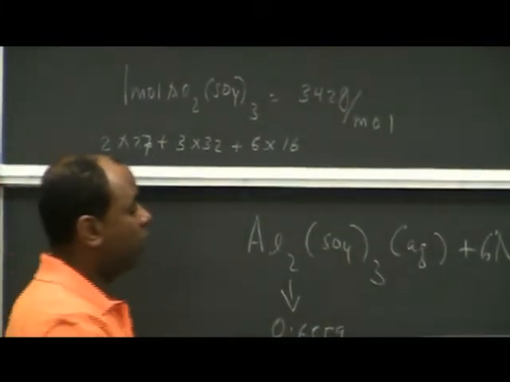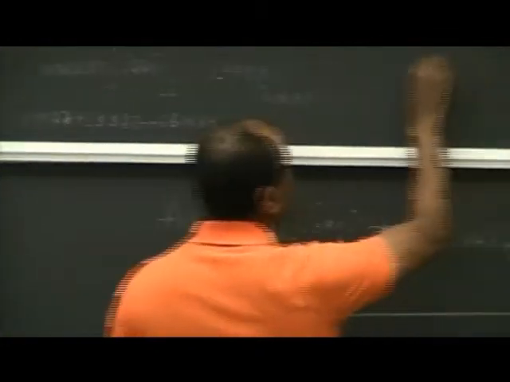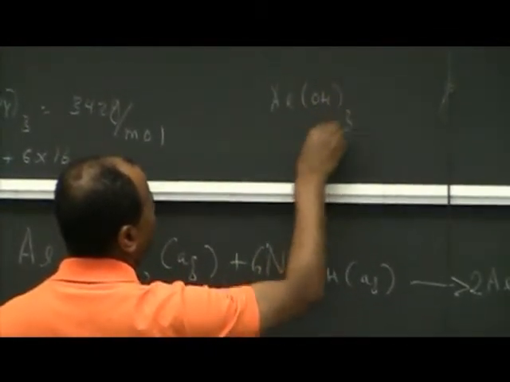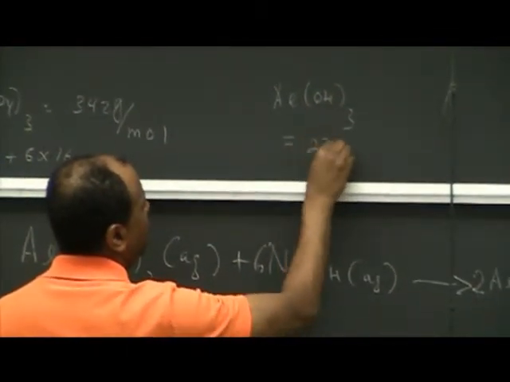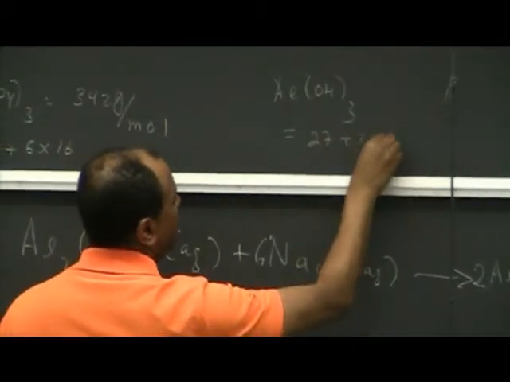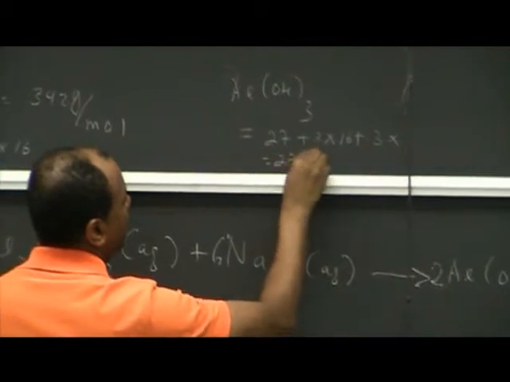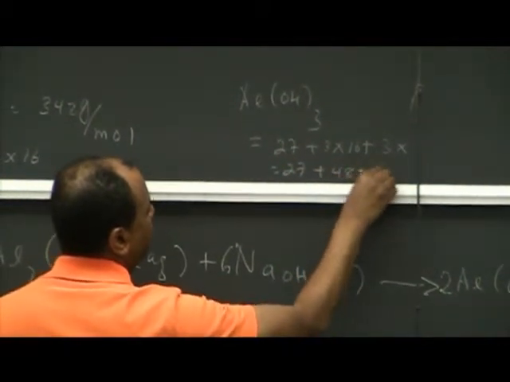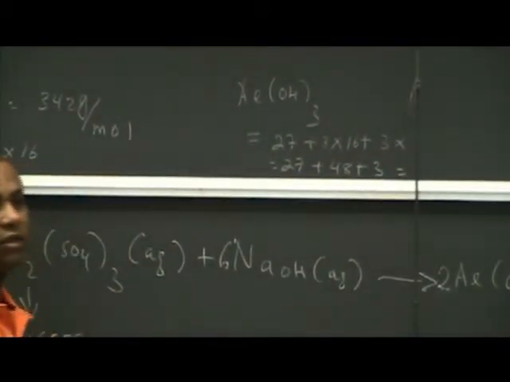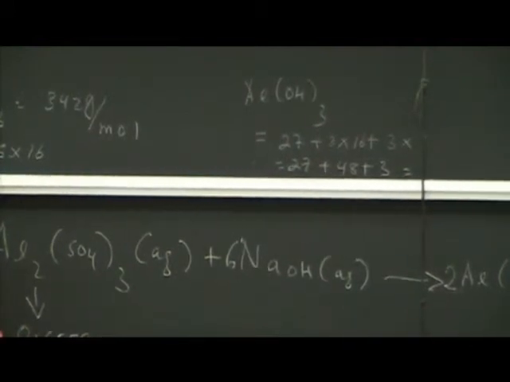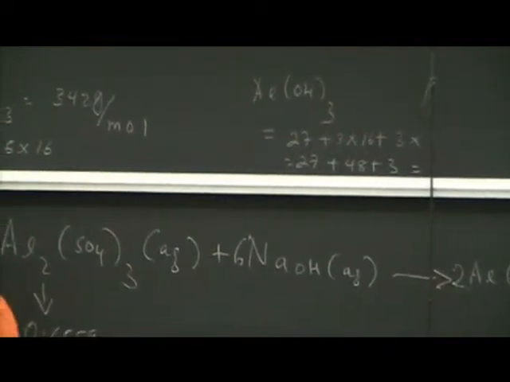Okay? How about the weight of aluminum hydroxide? 27 plus 3 times 16 plus 3 times 1, right? 27 plus 48 plus 3, right? It is going to be what?